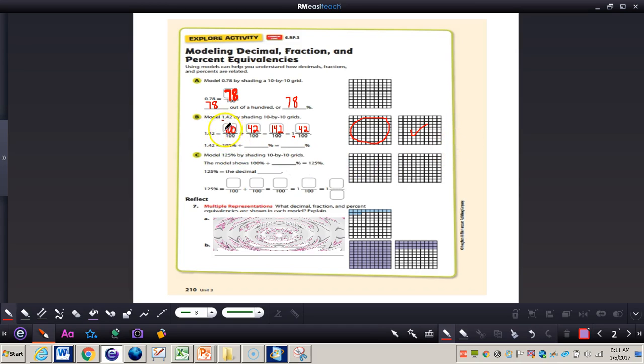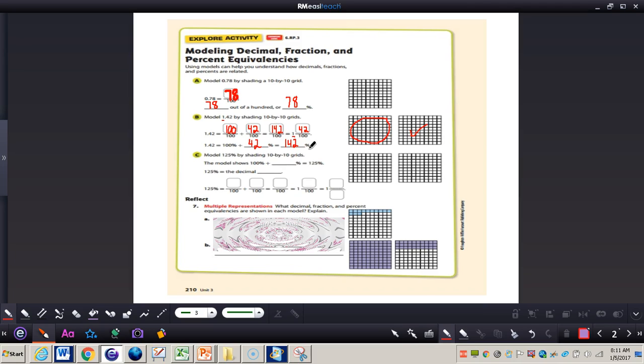Now taking a look at this as a percentage, 1 and 42/100ths equals 100%. In other words, 100% of this is shaded in, plus 42% of my second 10 by 10 grid is shaded in. So 100% plus 42% equals 142% of that grid is shaded in.